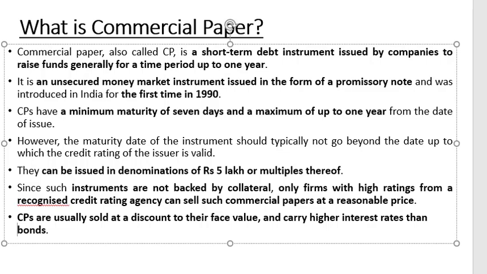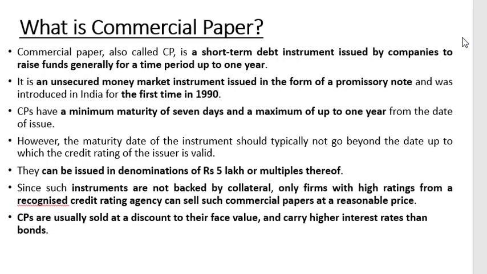Next is commercial paper. Commercial paper, also called CP, is a short-term debt instrument issued by companies to raise funds generally for a time period up to 1 year. Commercial paper is an unsecured money market instrument issued in the form of a promissory note, and it was first introduced in 1990.